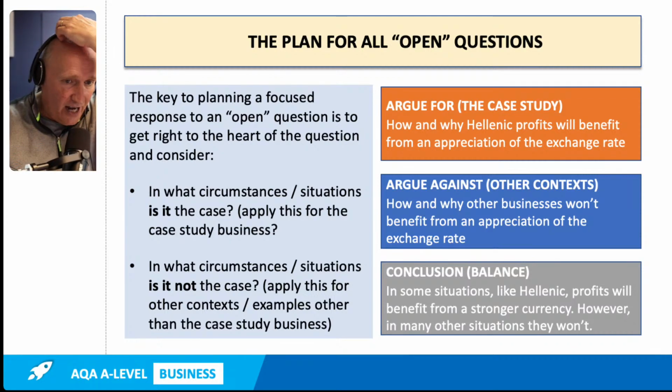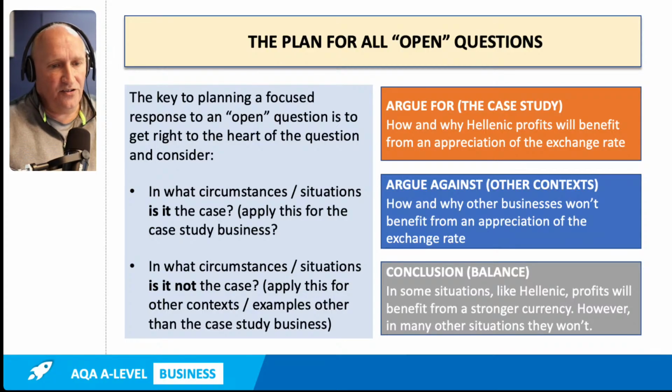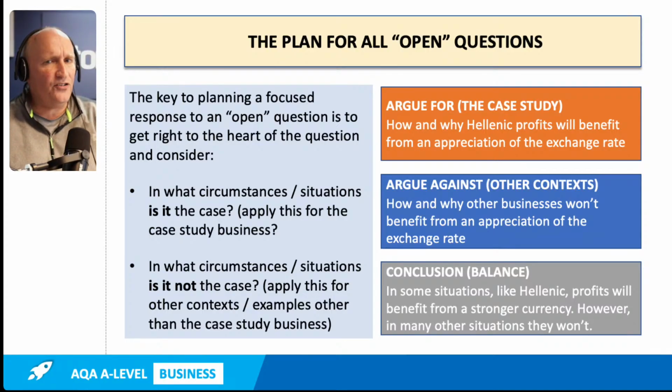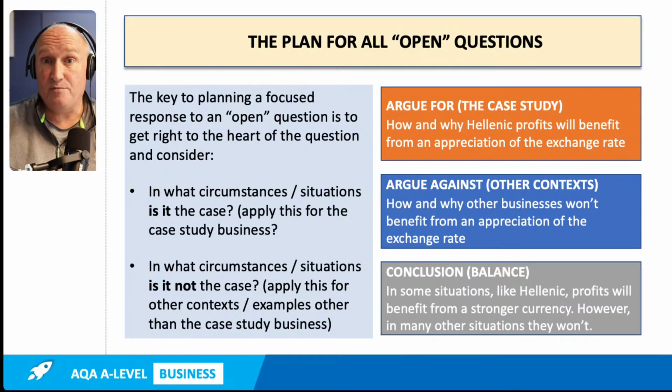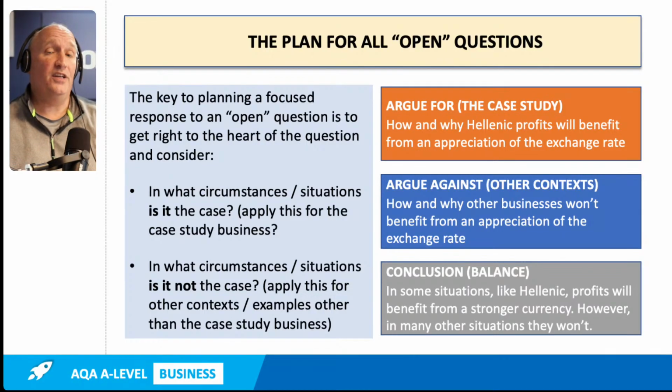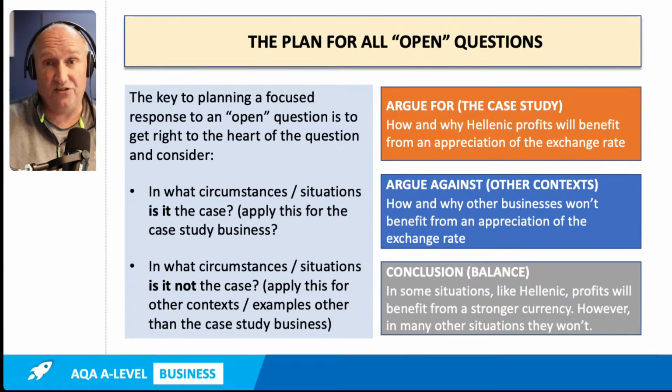James has very kindly put into the live chat the anagram SPICED. Stronger pound, i.e. an appreciation of the exchange rate. Imports cheaper, exports dearer. And therein lies the clue to one of the answers to this question. Businesses that might benefit from a stronger pound are where your imports are cheaper.